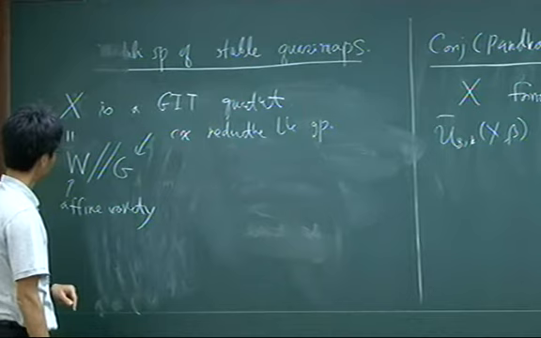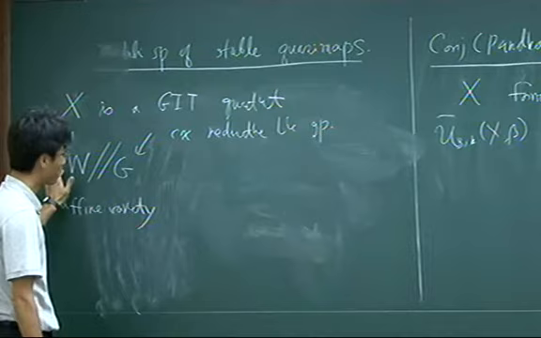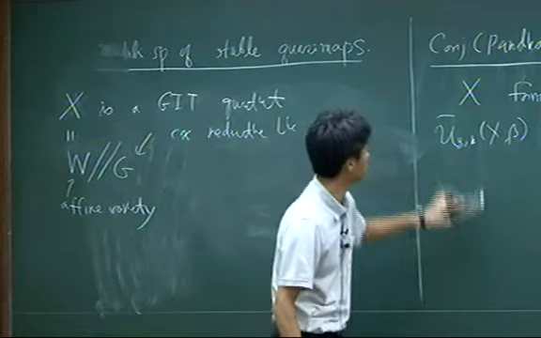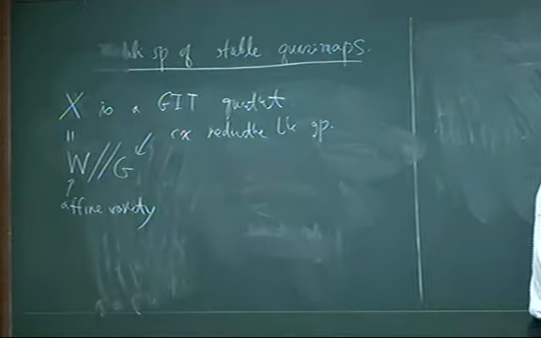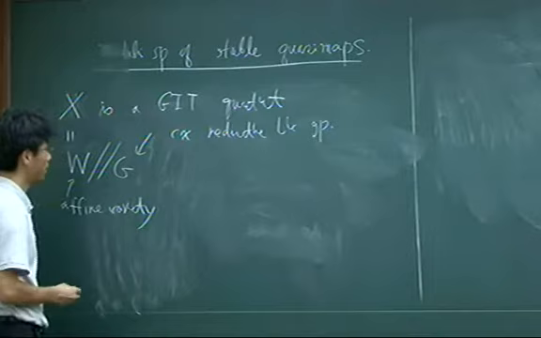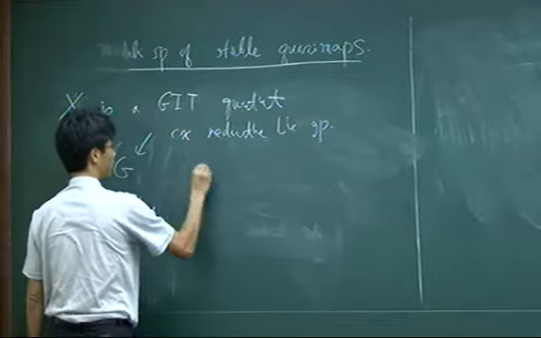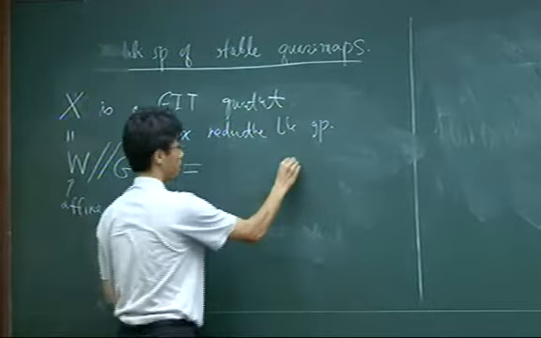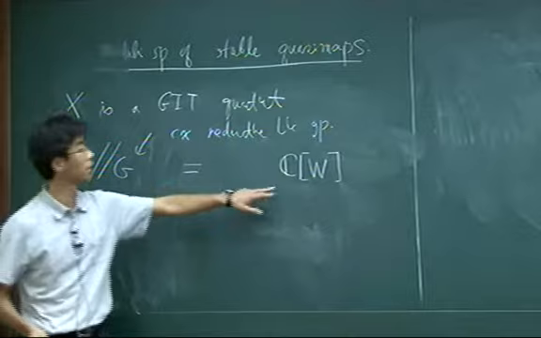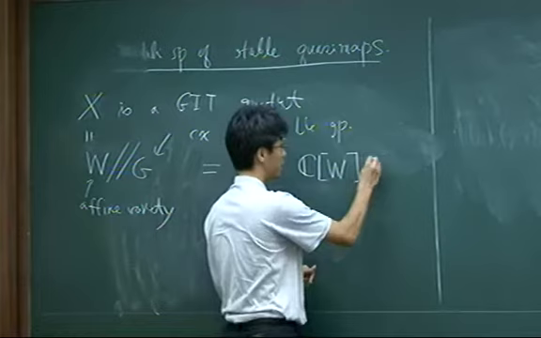For the presentation, I'd like to just assume that W is an affine variety. Otherwise, the definition is going to be more involved, and some unpleasant things appear. In the affine case, the picture is very clean and very nice. So let me assume that W is an affine variety. What I mean is the following: G acts on W, so it must act on the coordinate ring of W, then just take the invariant part.